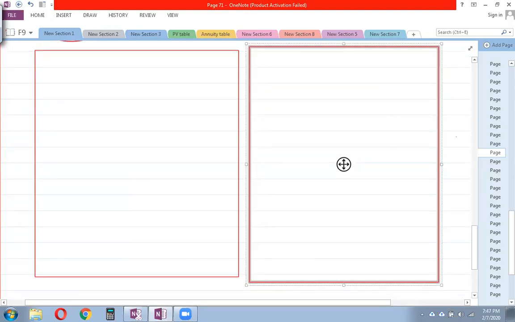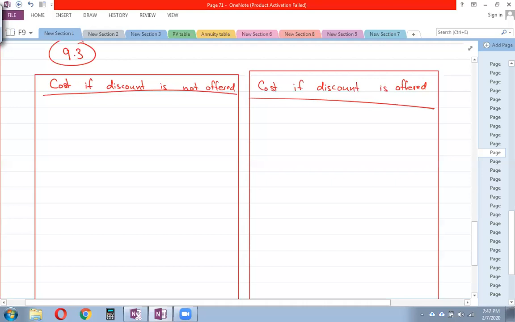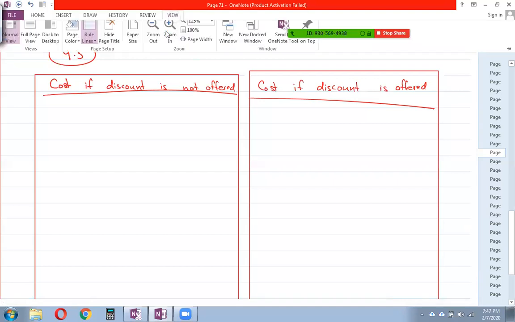Right? I want to see how much will be our cost if discount is not offered, and then the cost if discount is offered. Whichever cost is low, we're going to go for that option, right? If the discount, we want to consider our overall cost, right?